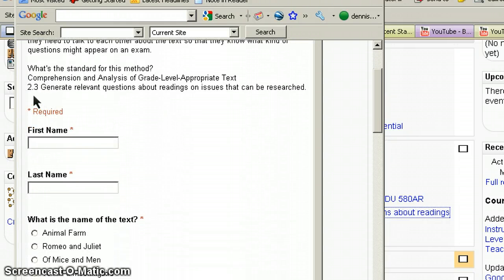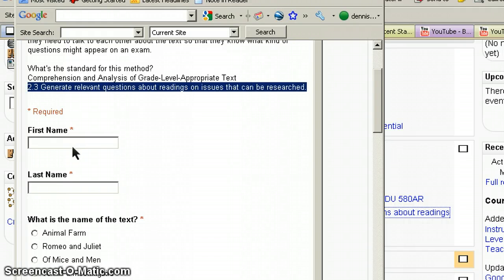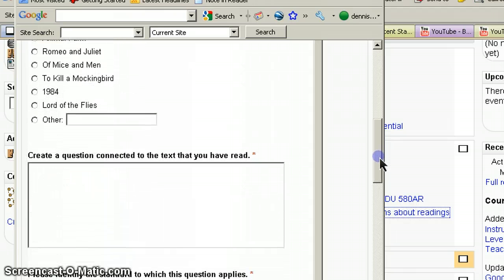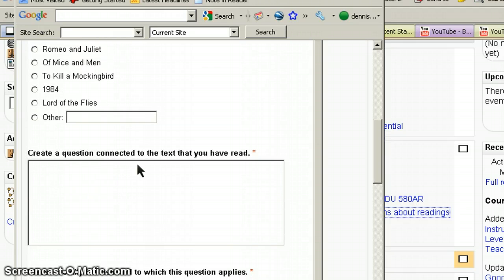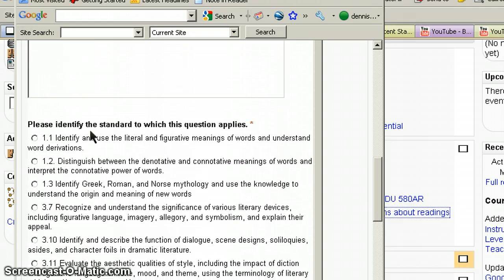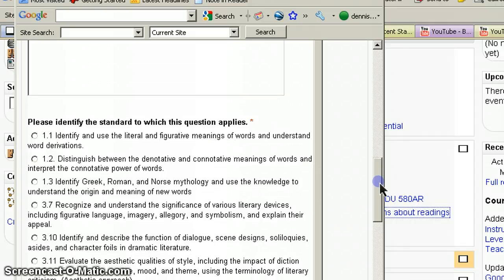So here's the standard 2.3. Students would enter their first name, last name, and then depending on the text, whether it be Animal Farm, Romeo and Juliet, Catcher in the Rye, whatever, create a question connected to the text that they have read, and then identify the standard to which the question applies.